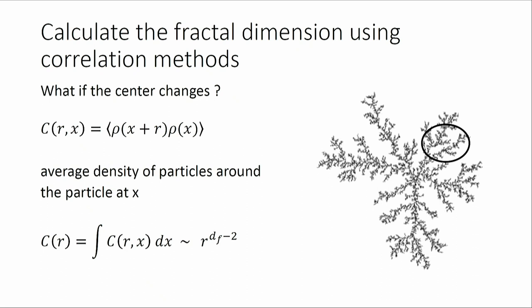Next, I could do that for the center, but then the center of this shape is obvious. I want a method which is independent of the center, since I may have a shape with an unclear center. So instead I choose some particle randomly, such as this particle, and then look at the density of particles around it. The probability that I have a particle at x is rho of x, the density of particles. So the number of circles I need to cover this shape is related to the joint probability of a particle here and a particle at distance r.